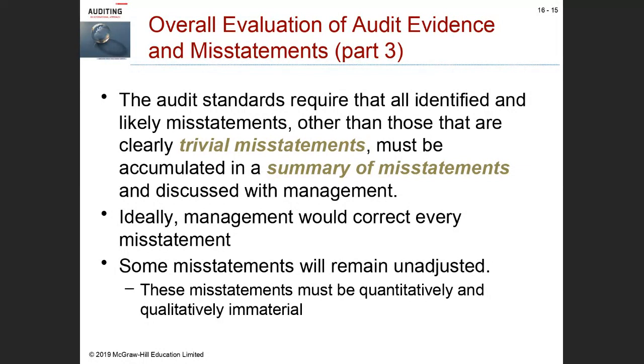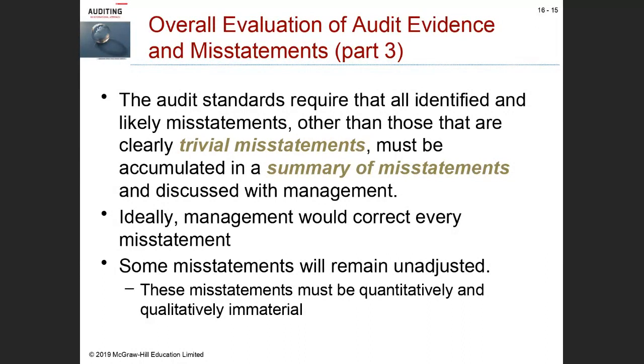Now, the second bullet point says, ideally, management would correct every misstatement. In theory, that's great, but usually that doesn't happen, because when management corrects errors in the financial statements, usually that has the result of income going down. And does management want to report lower income? Not generally. They're going to want to record higher income. And so usually there's some controversy between the auditors and management in terms of which errors are going to be adjusted.